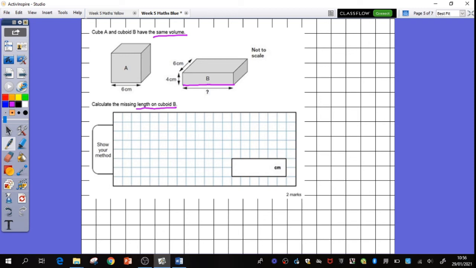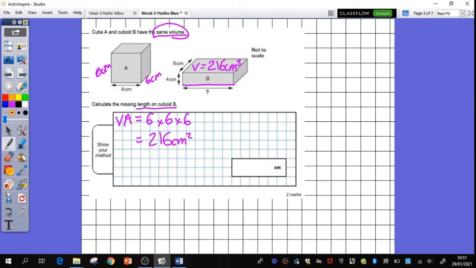So first of all, the first step I'm going to do here is I'm going to calculate the volume of cube A, because I can do that. Hopefully you realised in task 1 that in a cube all its sides are the same length. So its base is 6, its height is 6, and its depth is also 6. So the volume of cube A will be 6 times 6 times 6, which I know is 36 times 6, 216, and I'm working in centimetres cubed. So the volume of B, as it has the same volume, must also be 216 centimetres cubed.